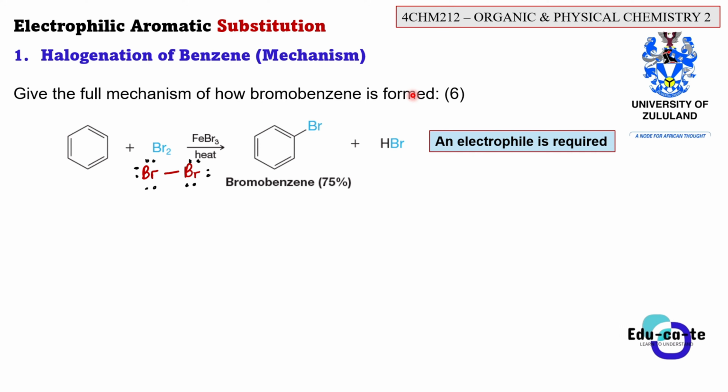Remember that for this electrophilic aromatic substitution reaction to take place, we need two things. We need an electrophile and a nucleophile. A nucleophile will have a lone pair of electrons. Then we need an electrophile. The electrophile will not have a lone pair of electrons, right? So usually the electrophile is positively charged, and usually the nucleophile can be negatively charged or it can be neutral.